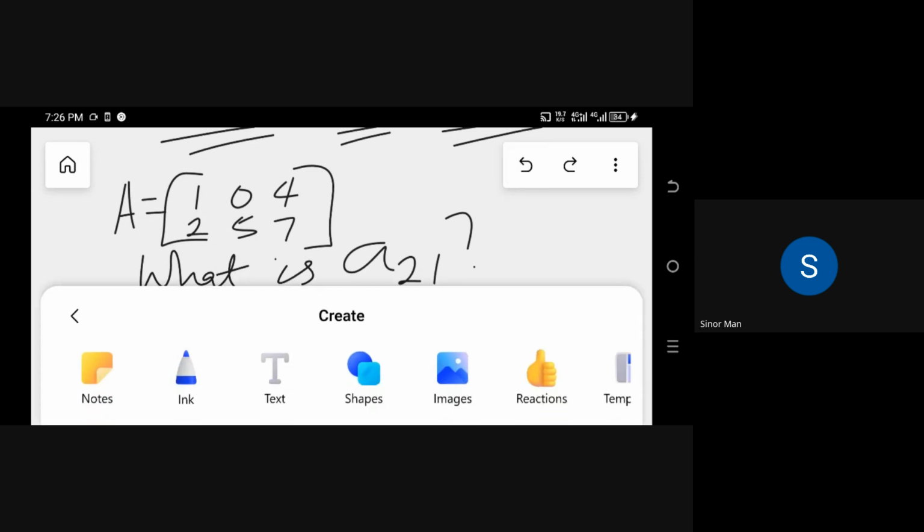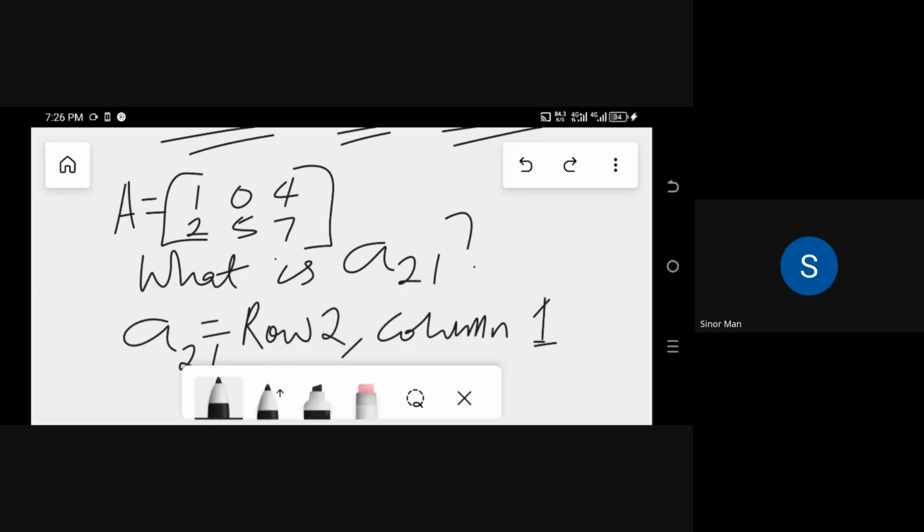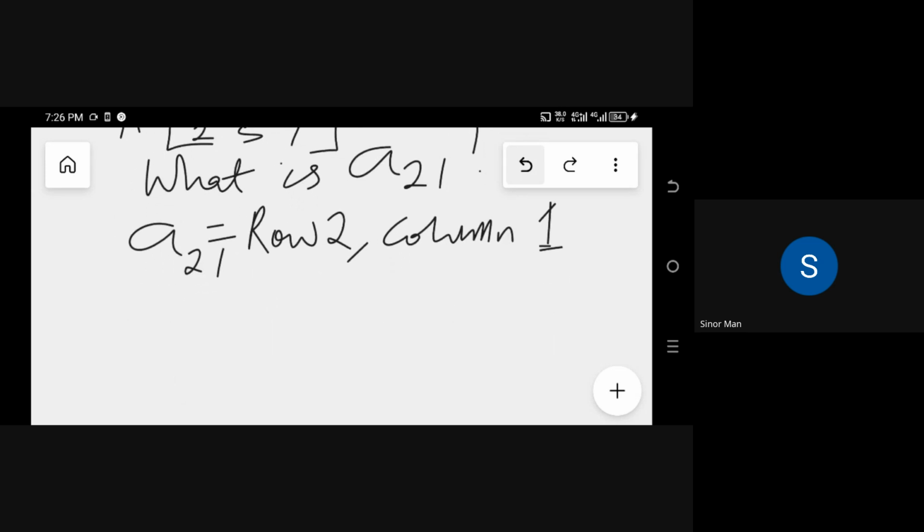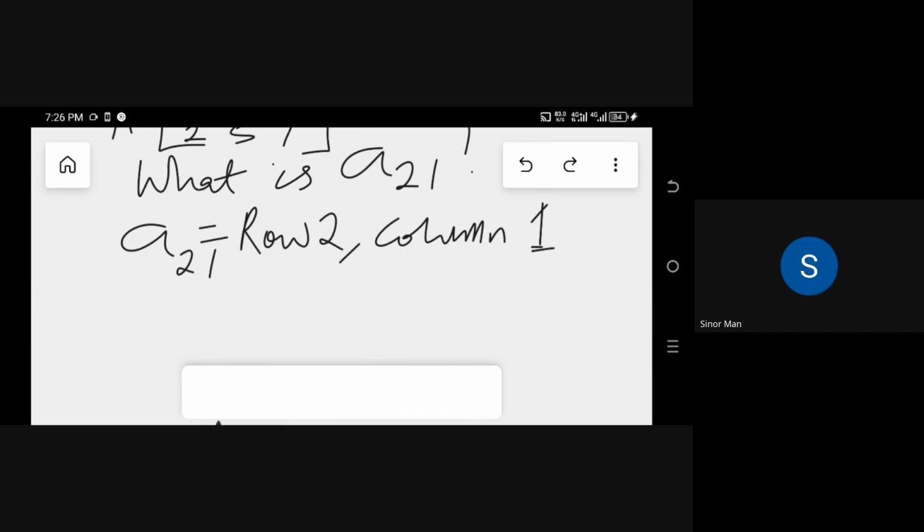So if we look for that, we'll have row 2. This is row 2. Column 1, meaning the first column. That point of intersection, the element at that point where row 2 intersected column 1, that element there is the element A21. So our A21 is, to identify that, our A21 is the element 2. That's A21. Now let's proceed.